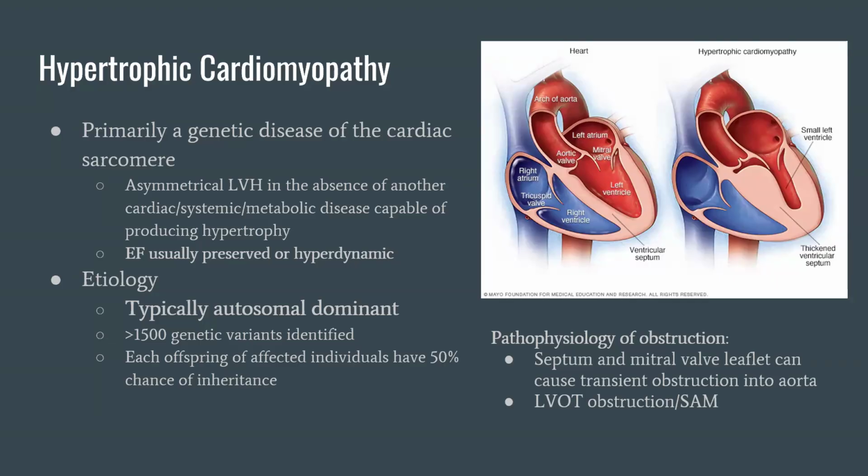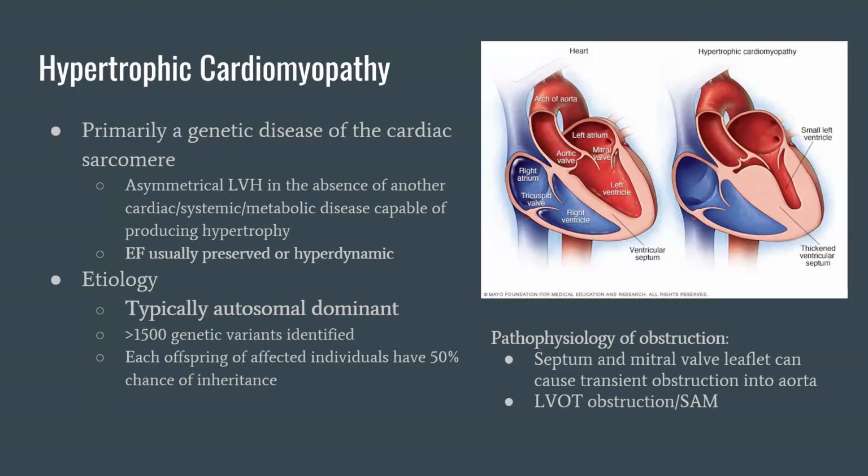So next category is hypertrophic cardiomyopathy. This is primarily a genetic disease of the cardiac sarcomere. This is different than LVH caused by high blood pressure. This is like its own category.